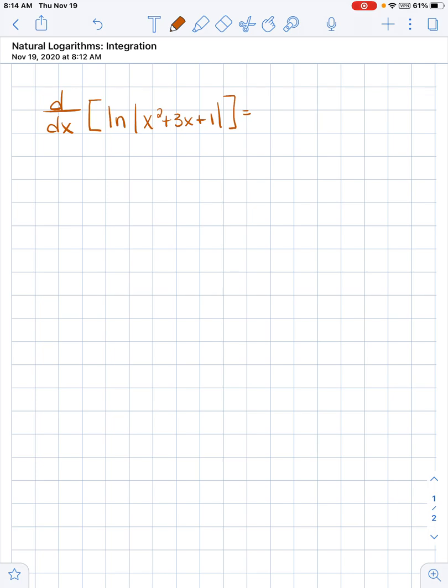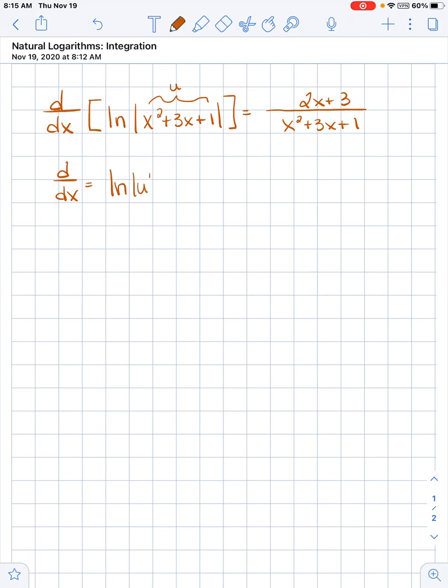comes about by taking the inner function, so this is u, the inner function, and that's the denominator. And then the derivative of the inner function, 2x plus 3, that will be the numerator. So that's the derivative of a natural log. And we found the generic formula for that. So we generalized.